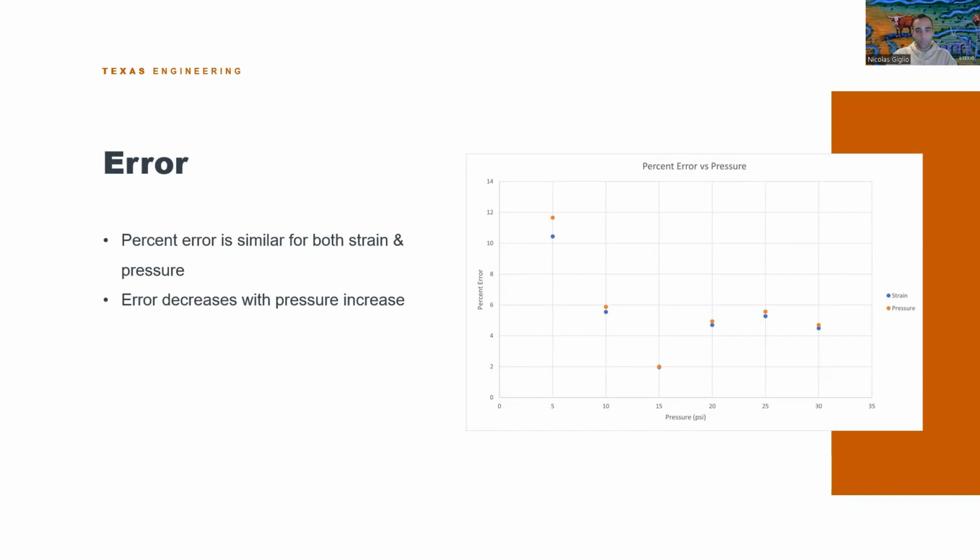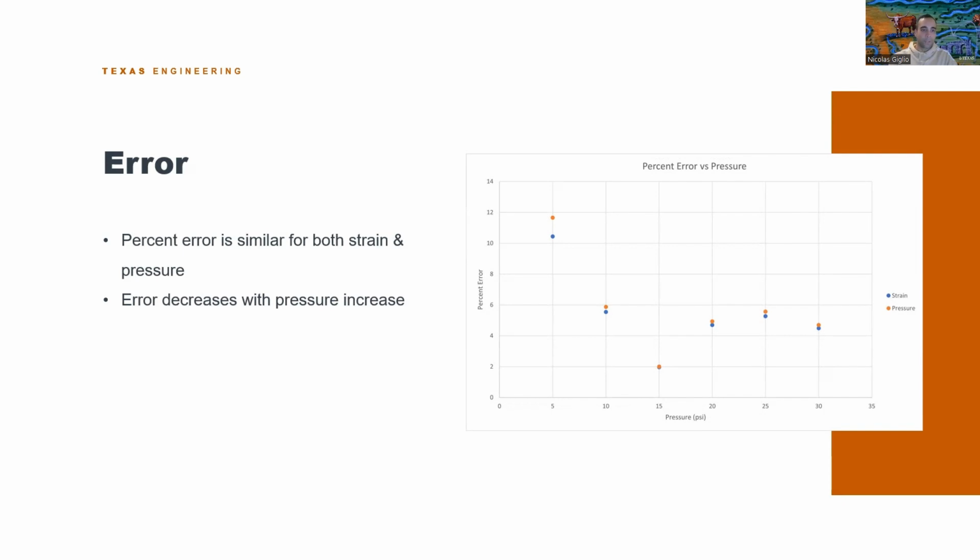This next slide here shows the percent error in both calculations. We also calculated pressure from the strain gauge voltage readings and compared that to measured pressure from the pressure gauge. That's where the pressure error comes from. The strain error comes from the hoop strain theory strain and the measured strain gauge strain. That's where the strain error comes from. And I thought it was very interesting that both errors kind of follow the same path, even though they're coming from different calculations.